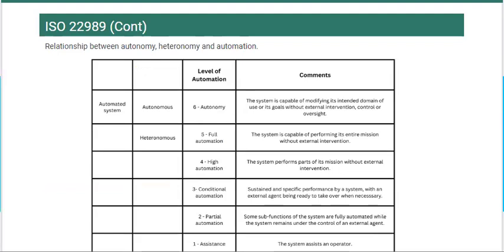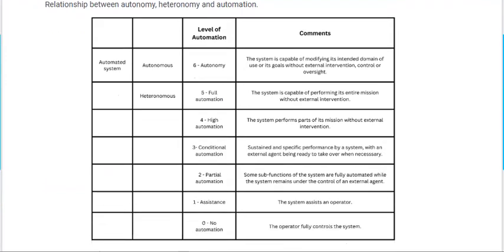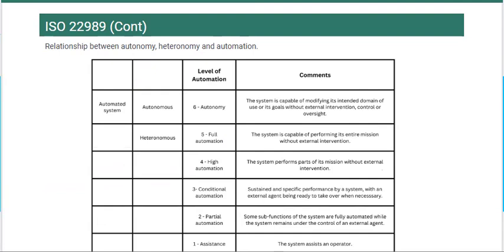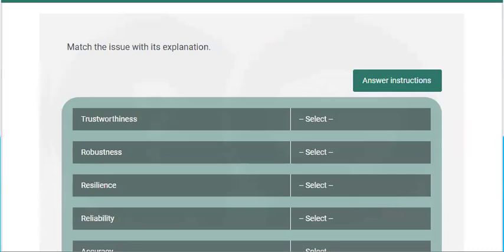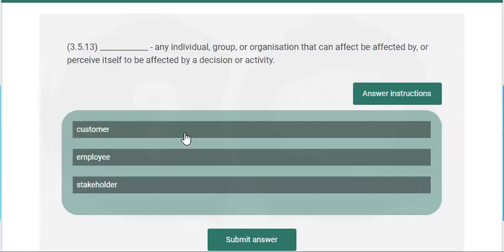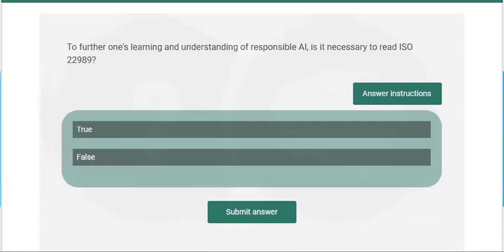Match the issue with its explanation. Answer instructions. Trustworthiness. Robustness. Resilience. Reliability. Accuracy. Safety.